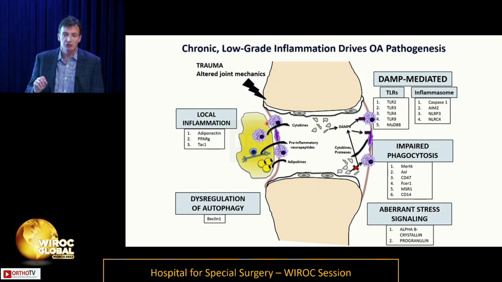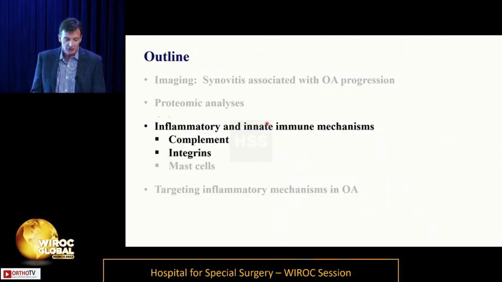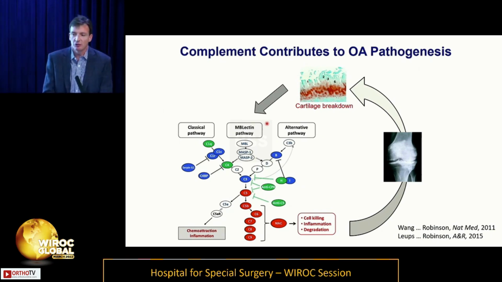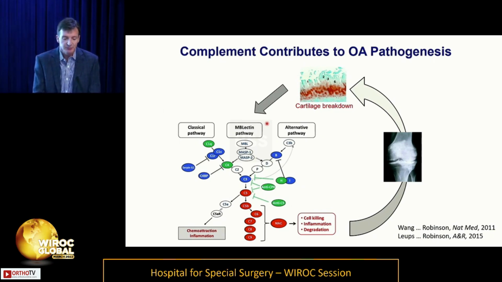And I'm just going to show you some highlights from those and then how that led us to study mast cells. So first, just one slide on complement, one slide on integrins. We're very interested in complement playing a role in driving inflammation in OA. We've published several papers on this. We think cartilage breakdown results in the release of different cartilage matrix proteins, such as fibromodulin, which we show in our Nature Medicine paper, which activates the complement system.